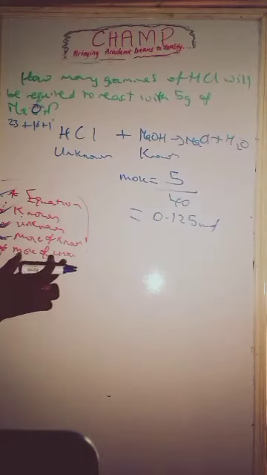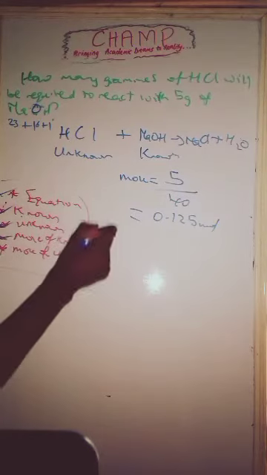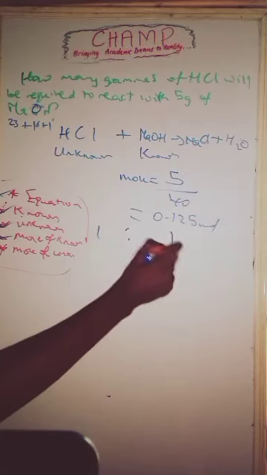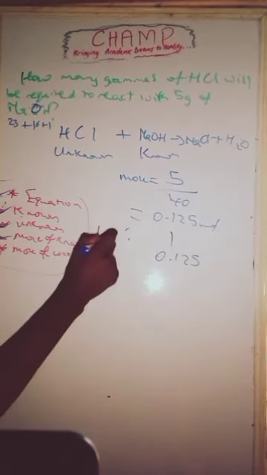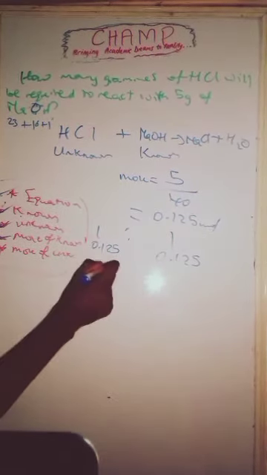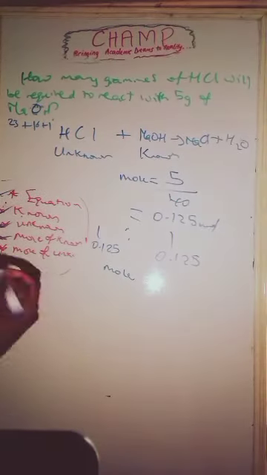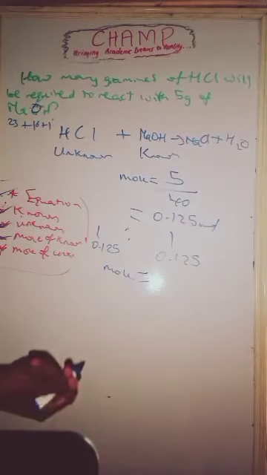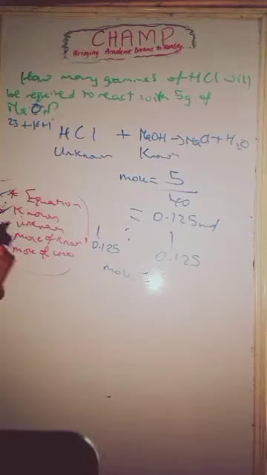So use it to get what? The mole of your unknown. Yes, they are in what? 1:1. So if this one is 0.125, this one will be 0.125. So the mole of HCl is what? 0.125 mole. Then what are you asked to find? How many grams of HCl?